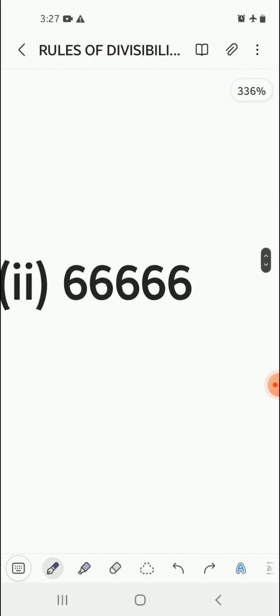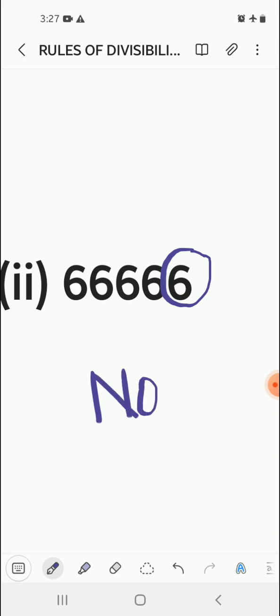See, 66666. So, 66,666 is the number given. Check the number in the units place. It is 6. It is neither 0 nor 5. So, that is why it will not be divisible by 5.